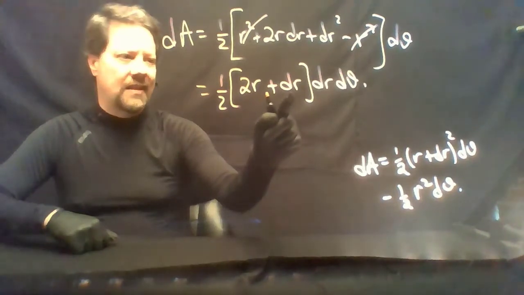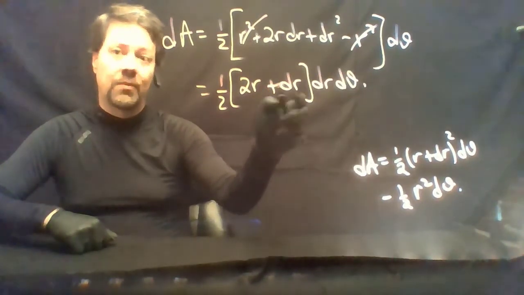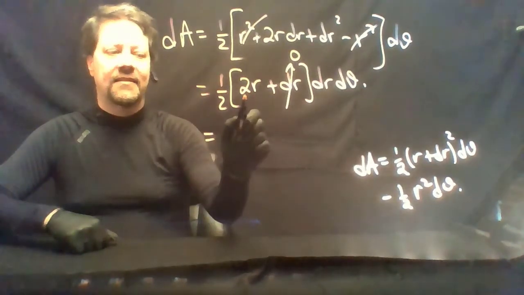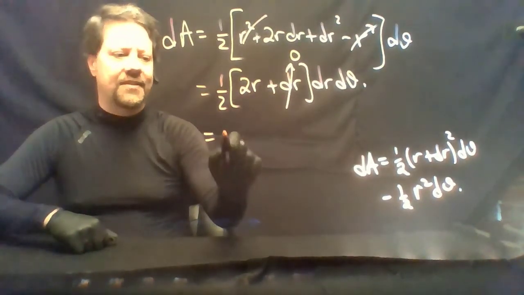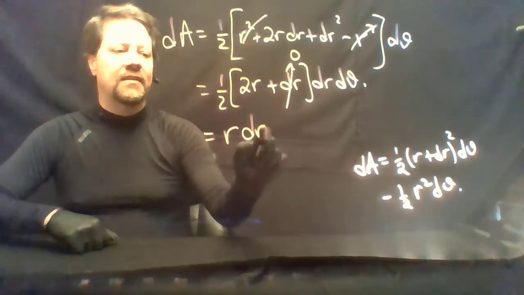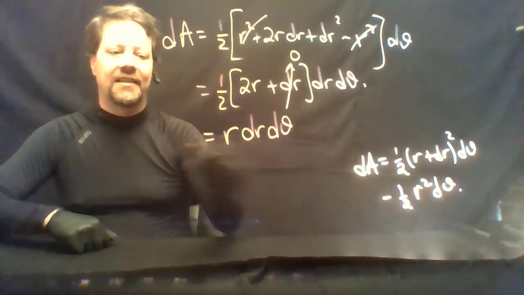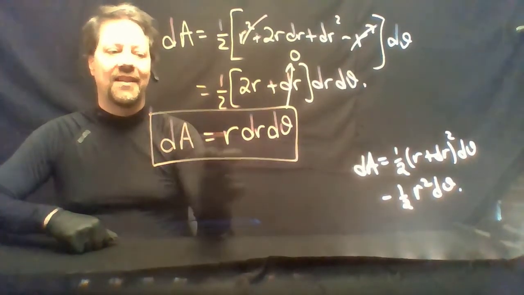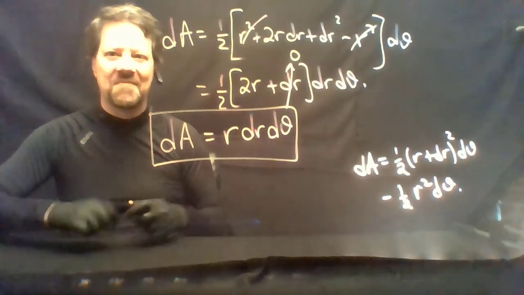In the limit, as dr goes to 0, this term will vanish. And we get 2, and the 1/2 cancels. That gives us r dr d theta. The element of area in polar coordinates is r dr d theta.